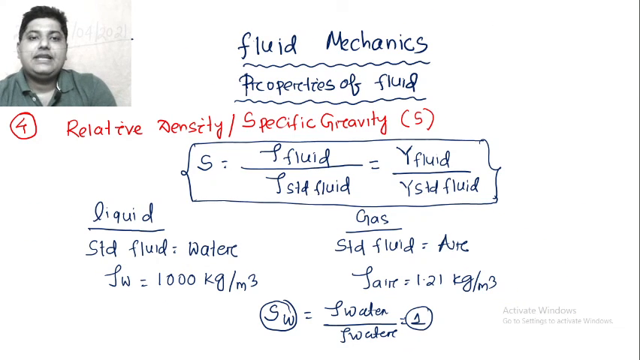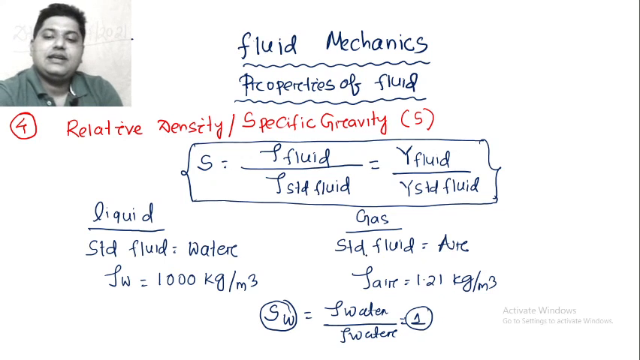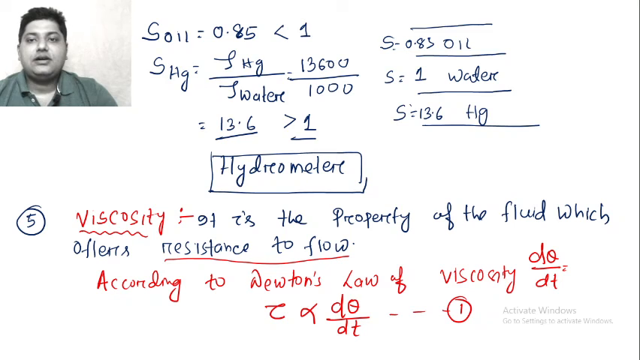The remaining property is relative density, or specific gravity, which is the density of the fluid to the density of the standard fluid. For liquids the standard fluid is taken as water, and for gases the standard fluid is taken as air. The density of water is 1 gram per cc or 1000 kg per meter cube, and the density of air is 1.21 kg per meter cube. The importance of specific gravity is that we can compare the relative weight of two matters. If you compare oil and water, obviously the specific gravity of oil is less than water, so it will float upon the water.